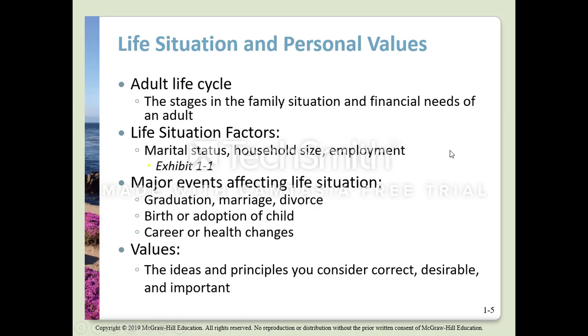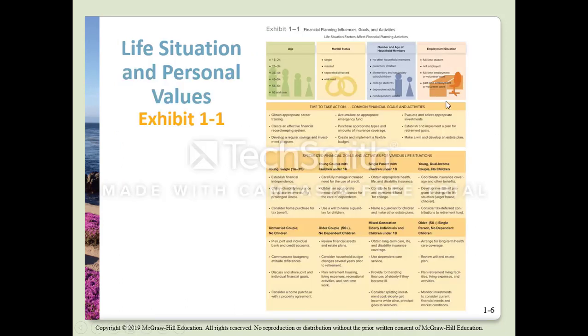So life situation and personal values. Some of you may be fresh out of high school. Others may be in their midlife and already have grown kids. Others may have young kids at home. We're all in a different situation. So your goals will be largely based on what your life situation looks like. And here's a table that identifies that. So pay attention to this table and identify where exactly on this table you would be.